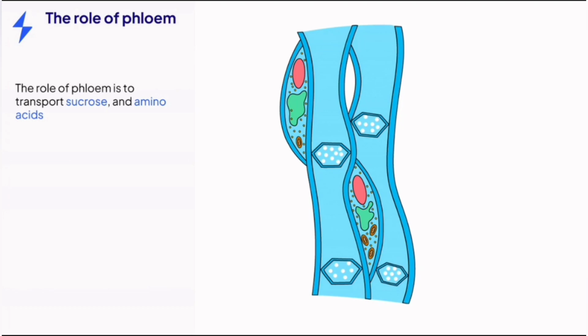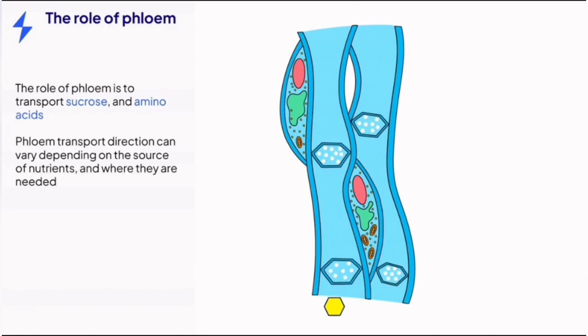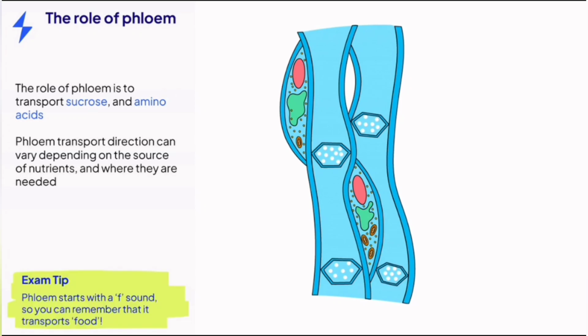The role of phloem is to transport sugars in the form of sucrose and amino acids around a plant. The direction of phloem transport can vary depending on where the nutrients are being produced or stored and where they are needed. You can remember that phloem effectively transports food molecules around a plant by noting that the F sound in phloem is also the starting sound in food.